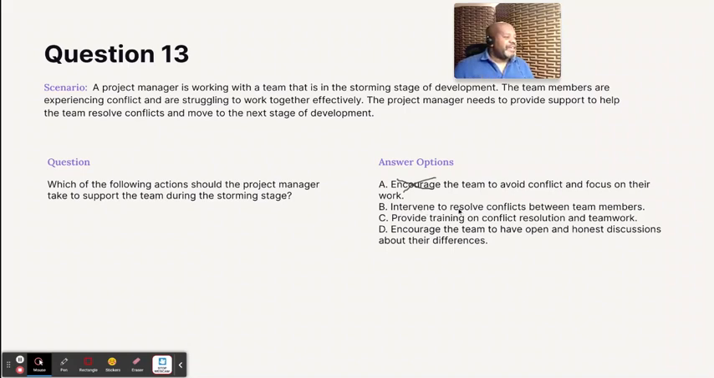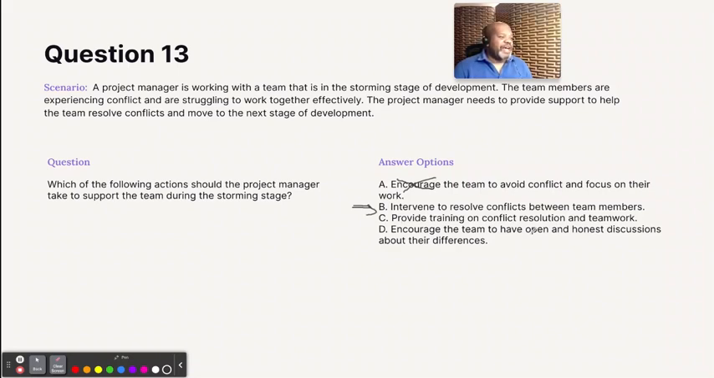Intervene to resolve conflicts between team members. Well, that's good to intervene, but it's nice to be proactive because we're project managers and we knew this was going to come. So intervening is great, but doesn't necessarily solve. It's like a band-aid, right? Stop, right? Okay, provide training on conflict resolution and teamwork. Well, that's great if your team hasn't formed yet, and it might be insightful, but once the conflicts happen, it's hard to unconflict a conflict.